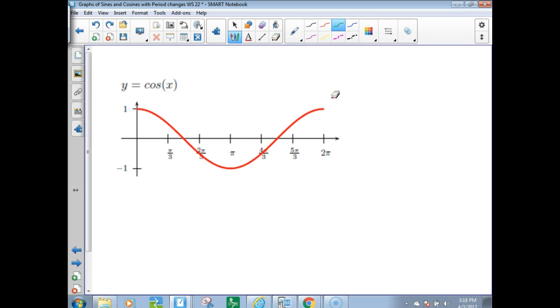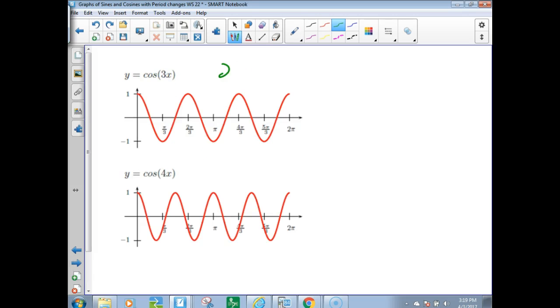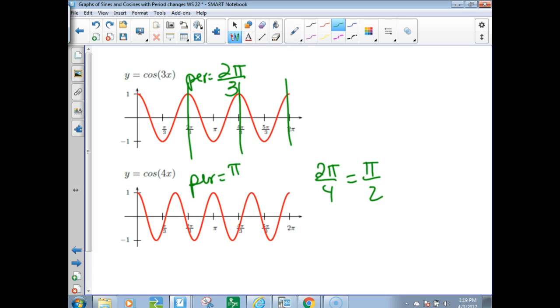All right, cosine x, same idea. The period here equals 2 pi. Cosine 2x, 2 pi divided by 2. The new period should be pi units, and that's exactly what we see here. I'm going fast now on this. This one would have a period of 2 pi over 3. And this last one would have 2 pi divided by 4, or a period of pi over 2. And that's how you find it. That's how this one's cut up.